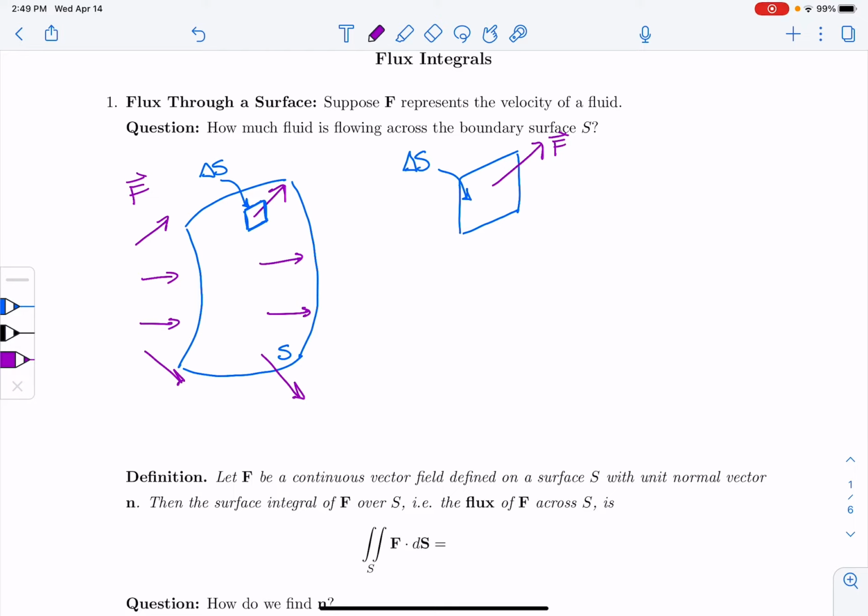Well, there's also going to be a normal vector through that piece of the surface. So we're going to call that normal vector N. And this is going to be a unit normal to my surface, delta S. And it's going to form an angle with F. We'll call that angle theta.